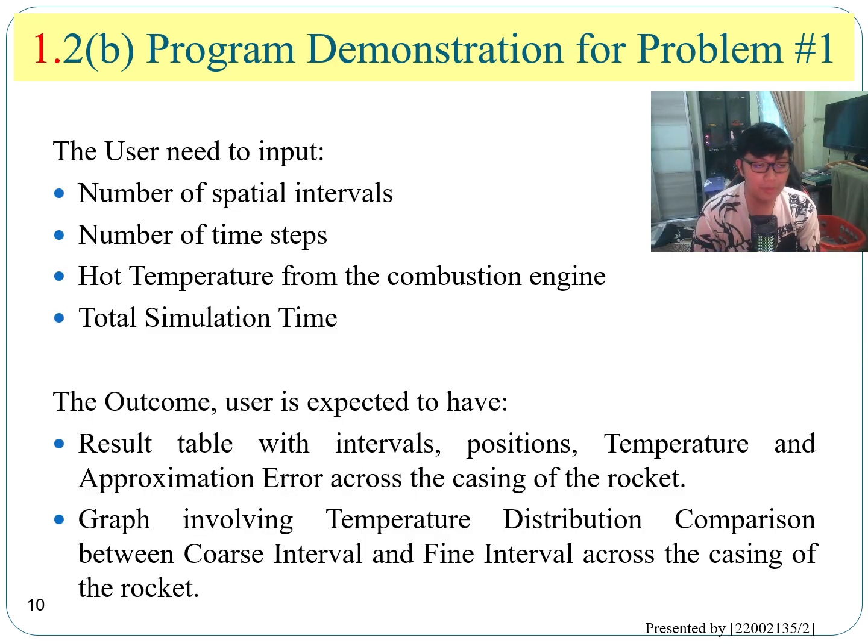Based on the program shown before, the user needs to input the number of spatial intervals, number of time steps, hot temperature from the combustion engine, and the total simulation time. As the outcome, the user is expected to have the result table with the intervals, positions, temperature, and approximation error across the casing of the rocket. The user will also expect to have the graph showing the temperature distribution between the coarse interval and fine interval across the casing of the rocket.